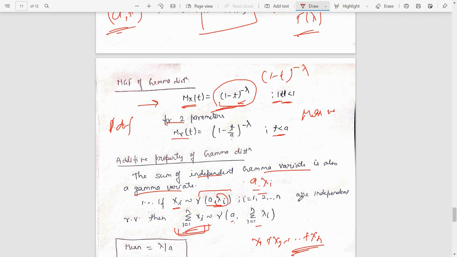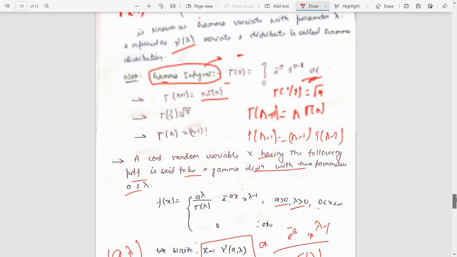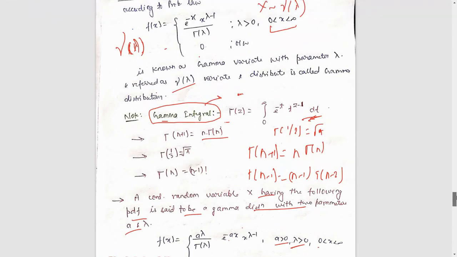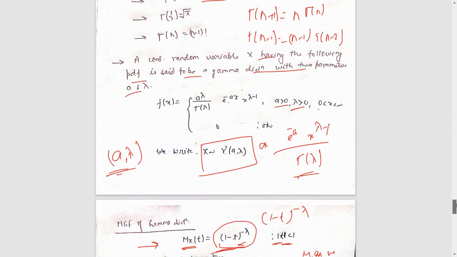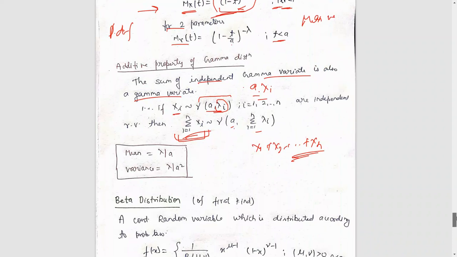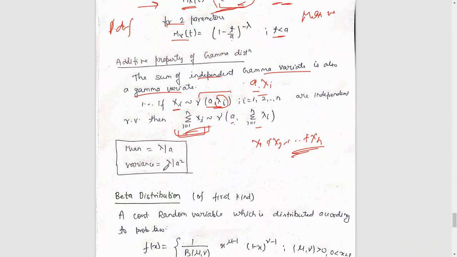So for the gamma distribution, we have the PDF, which has two formats: the first is the single parameter and the second is two parameters. Then we have the MGF, and then the additive property. And at the end, mean and variance. The mean of the gamma random variable is lambda by a, and the variance is lambda by a square. If you keep a equal to 1, then the mean and variance are equal, which is lambda. So this is the case of two parameters, and putting a equal to 1 you get the mean and variance of the single parameter.